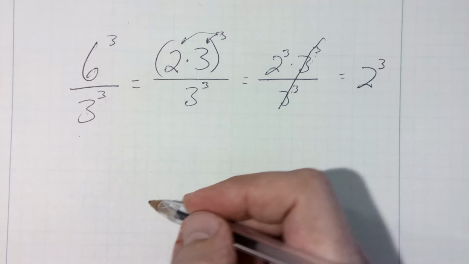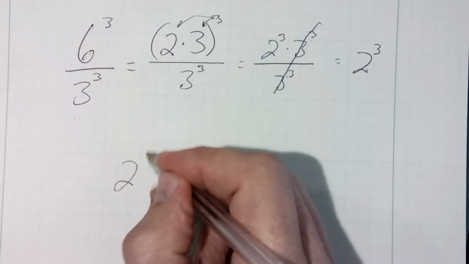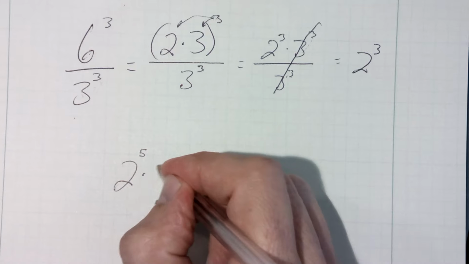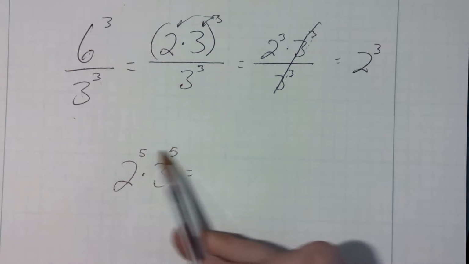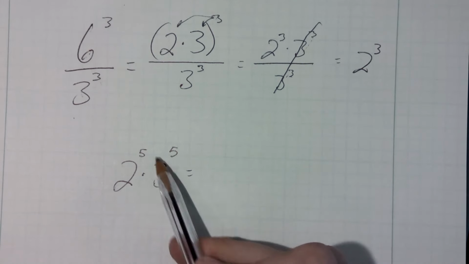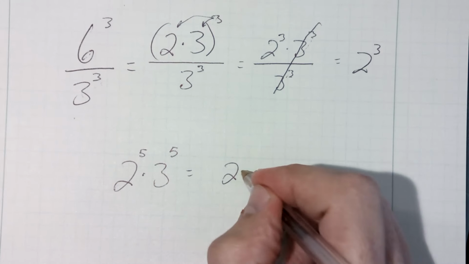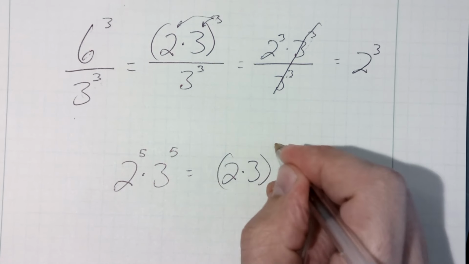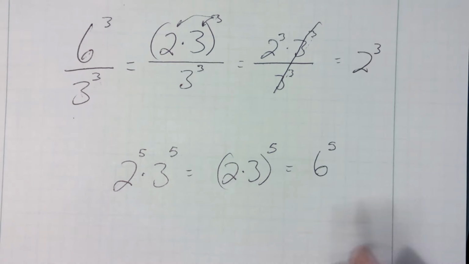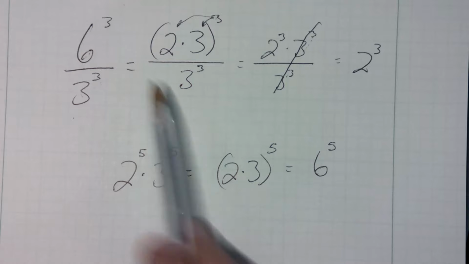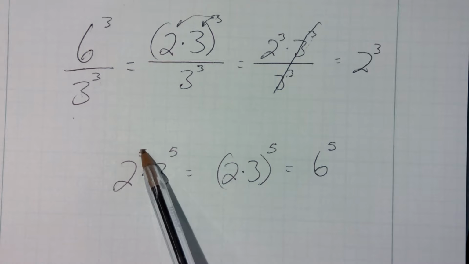The same thing applies to multiplication. In other words, if I gave you 2 to the 5th power times 3 to the 5th power, we don't add the exponents. But as long as the exponents are the same, we could write that as 2 times 3 in parentheses raised to the 5th power, or in other words, 6 raised to the 5th power. So we can break numbers that have exponents on them into their individual factors raised to the same exponent.